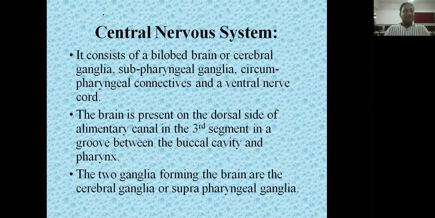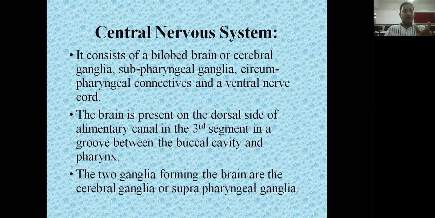The central nervous system consists of a bilobed brain or cerebral ganglia, subpharyngeal ganglia, circumpharyngeal connectives, and a ventral nerve cord which extends from the anterior part of the body to the last segment of the body. Now, the brain is present on the dorsal side of the alimentary canal in the third segment, in a groove between the buccal cavity and pharynx.